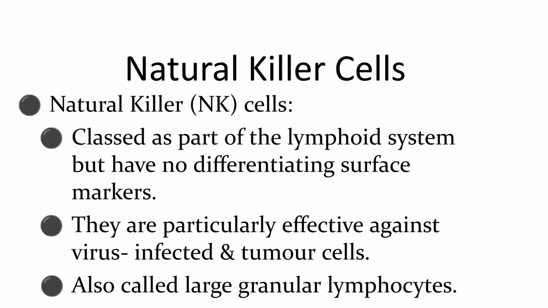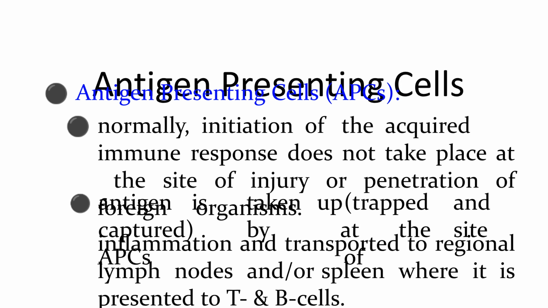Natural killer, or NK, cells are part of the lymphoid system but lack differentiating surface markers. They are large granular lymphocytes, particularly effective against virus-infected and tumor cells. They kill via granzymes and perforins.